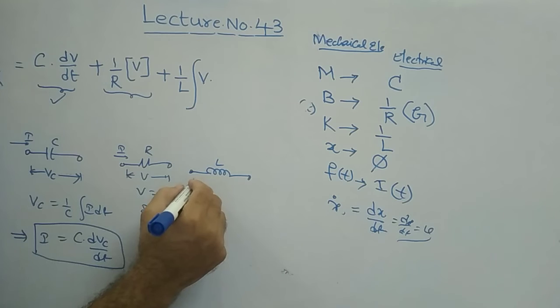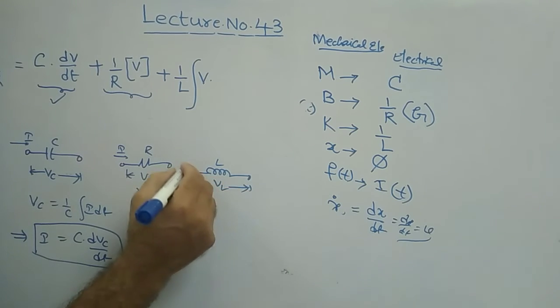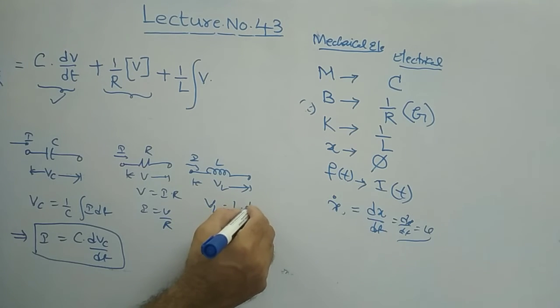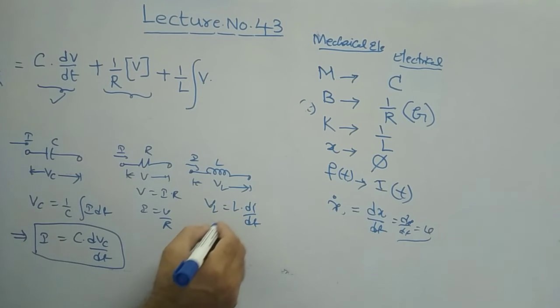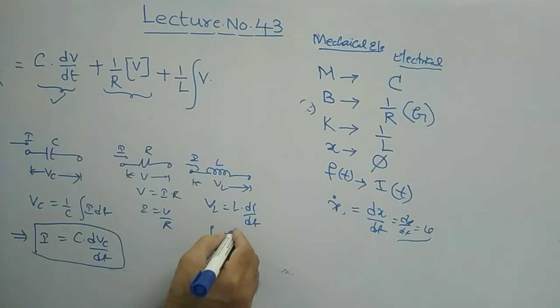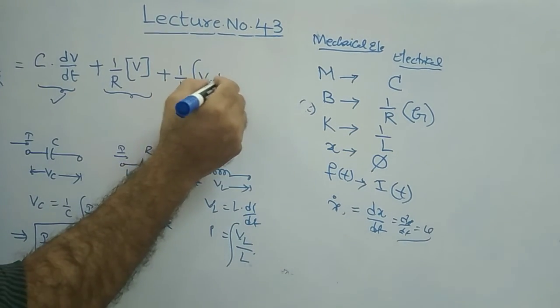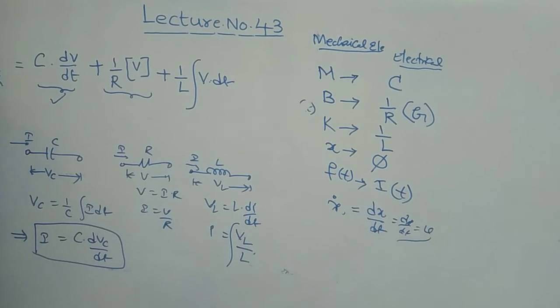L, let us say VL is the voltage across it. Assume that I is the current flowing through that. Then VL is equal to L into di by dt is the voltage. Then what is I? I is equal to 1 by L, and then it is differentiation, so you take the integral. Therefore, I is equal to 1 by L times the integral of V into dt. That's all. Clear?